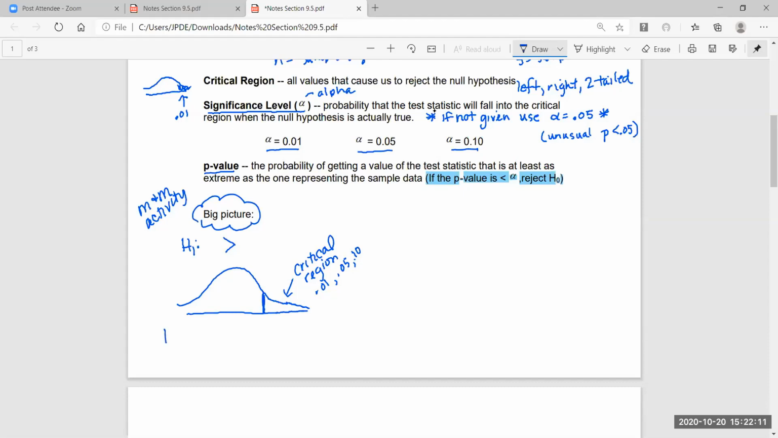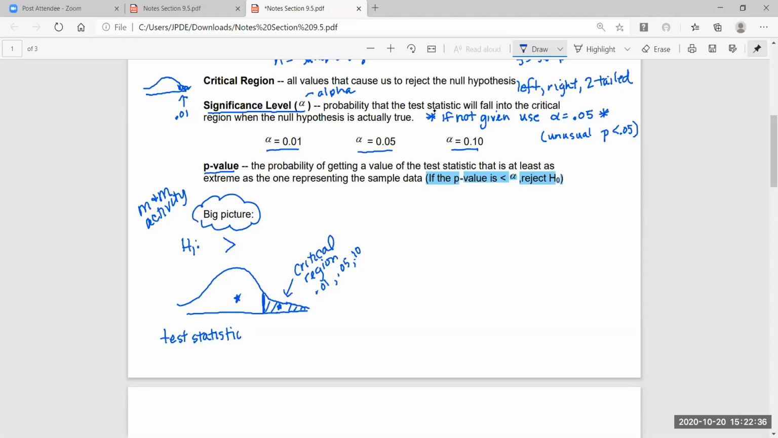You're going to calculate a test statistic from your sample. And that test statistic will either fall to the left or it will land in that critical region. So I could kind of shade that a little bit.